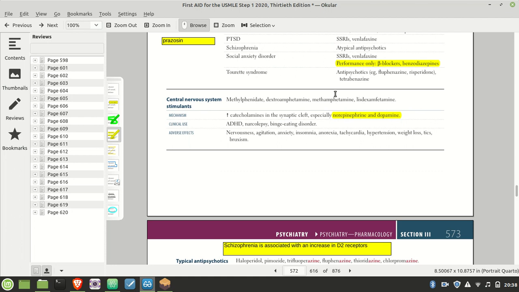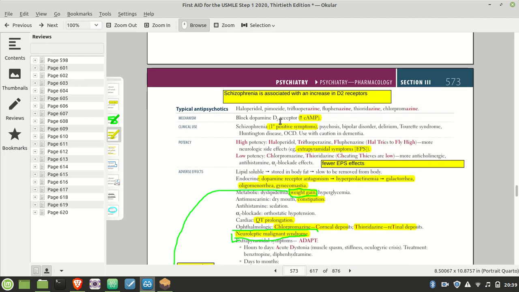Stimulants, all these things are things that you understand and can recognize. Anything methamphetamine, methylphenidate, dextroamphetamine, amphetamine. You just increase the catecholamines in the synaptic cleft. There's nothing else to say here. Alright.